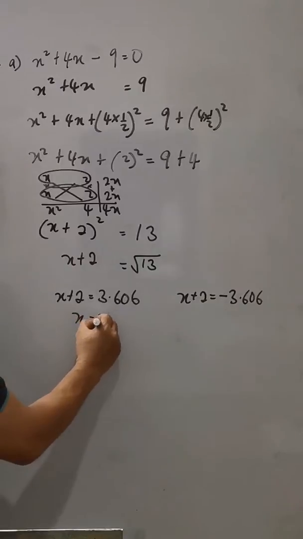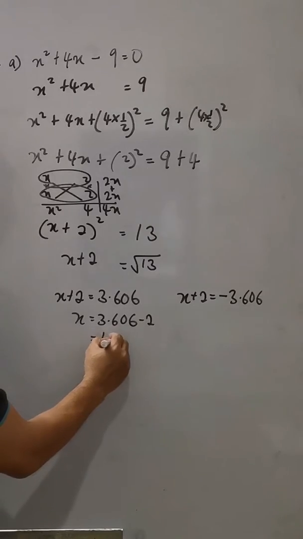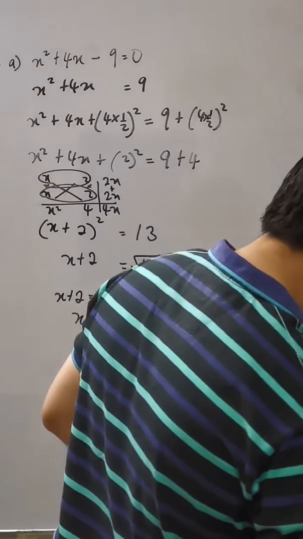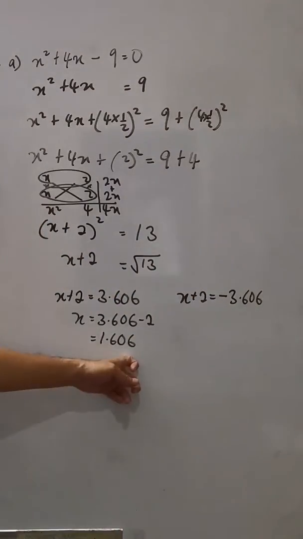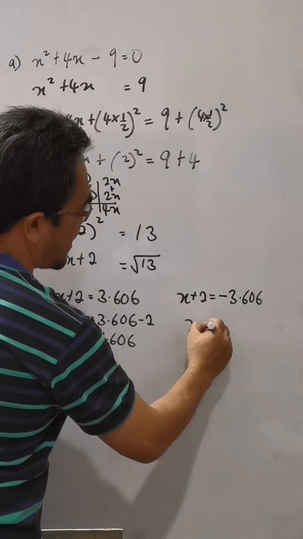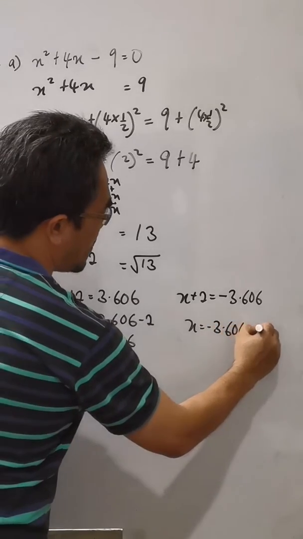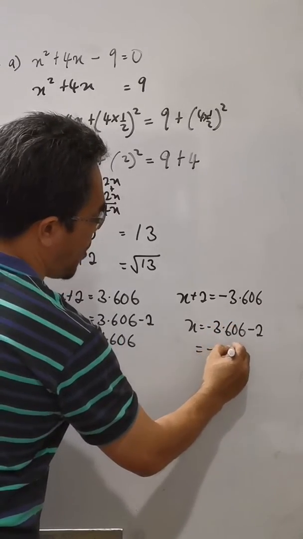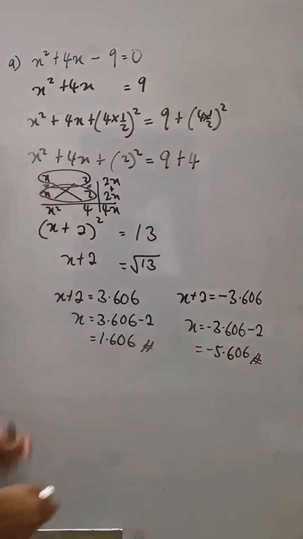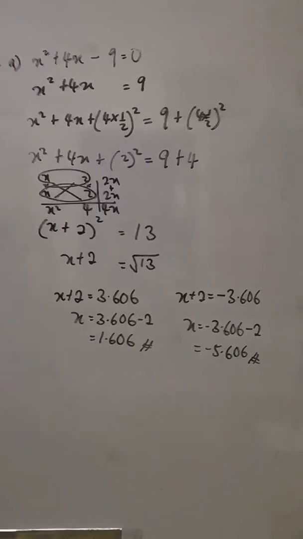So x will be 3.606 minus 2, which will be 1.606. They want it in 3 decimals, so this is 3 decimals. So x plus 2 equals negative 3.606, so x equals negative 3.606 minus 2, which equals negative 5.606. Okay, done. Question number 1A.